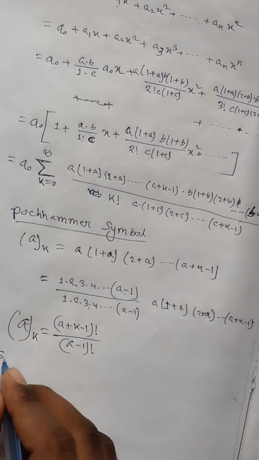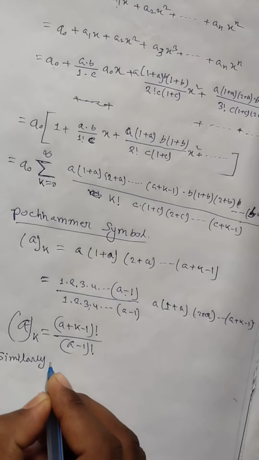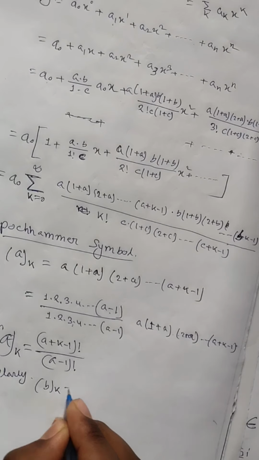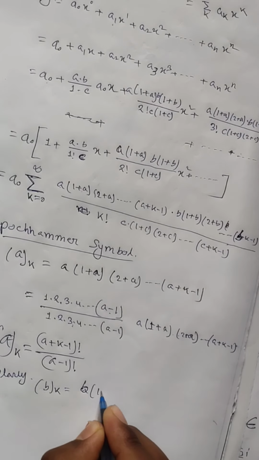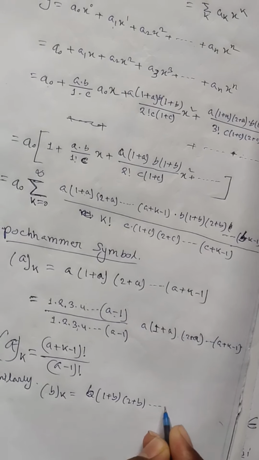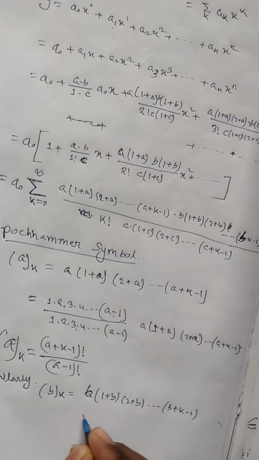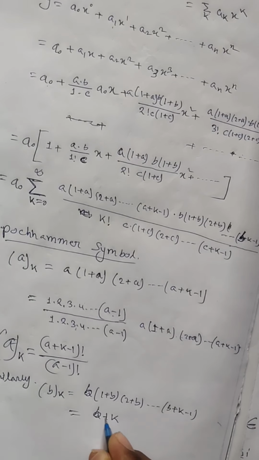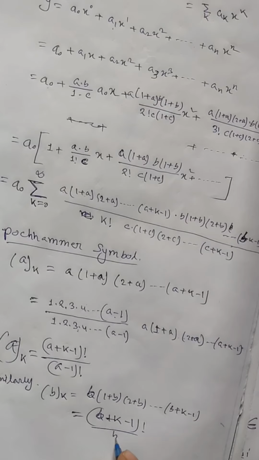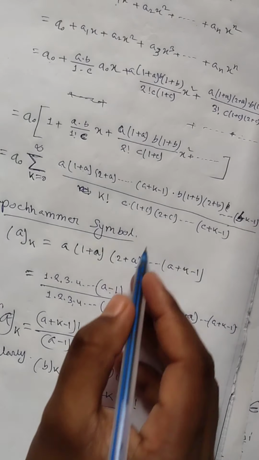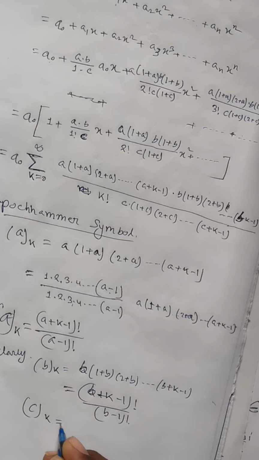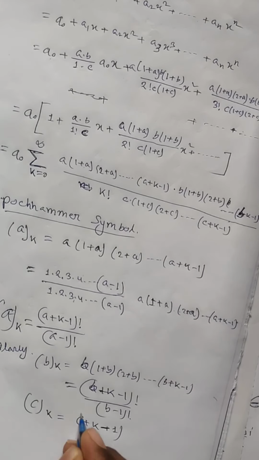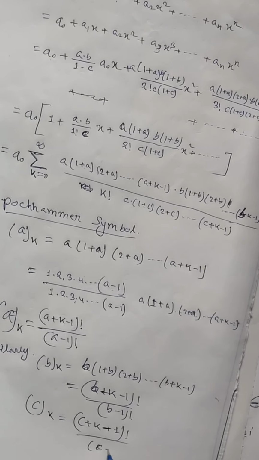So similarly we can write for b, because here bk is equal to b into b plus 1 into b plus 2 up to b plus k minus 1. This can also be written as b plus k minus 1 factorial divided by b minus 1 factorial. Similarly for c, ck is c plus k minus 1 factorial divided by c minus 1 factorial.